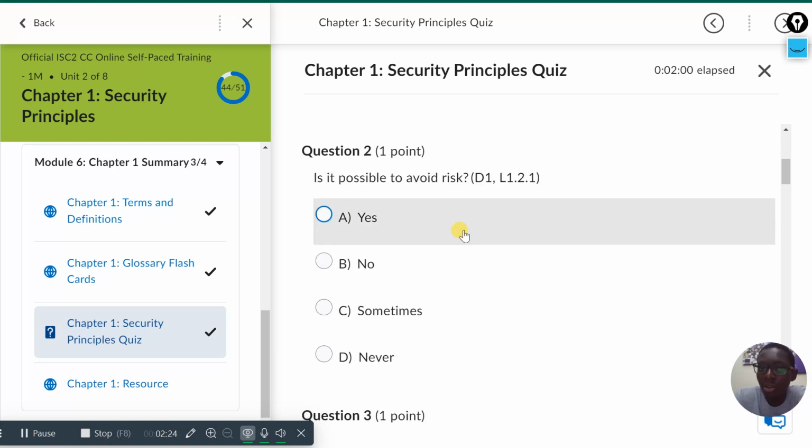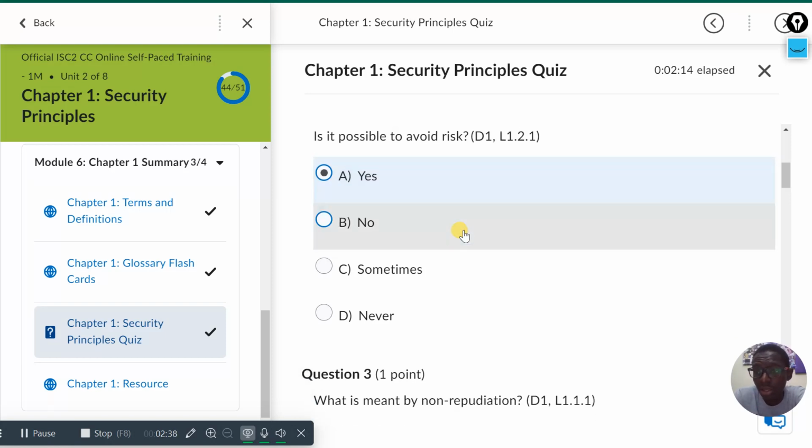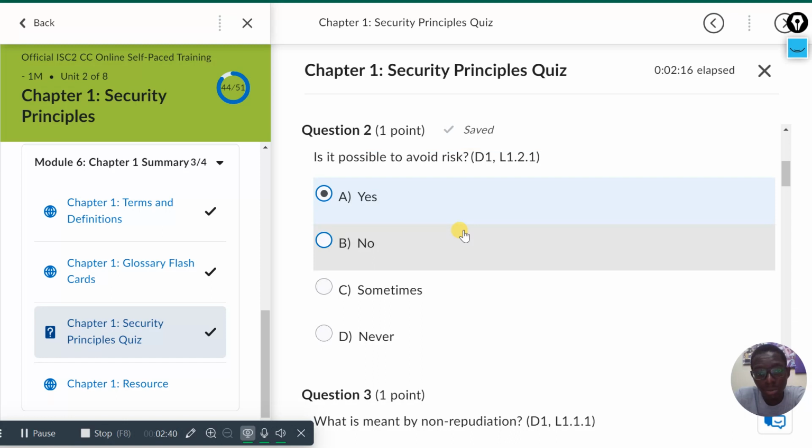Is it possible to avoid risk? What do you think the answer is? Well, we definitely have something called risk avoidance. So, yep, you can avoid risk by totally not taking the action. So, yes, risk is always present, but you can avoid a risk. All right?